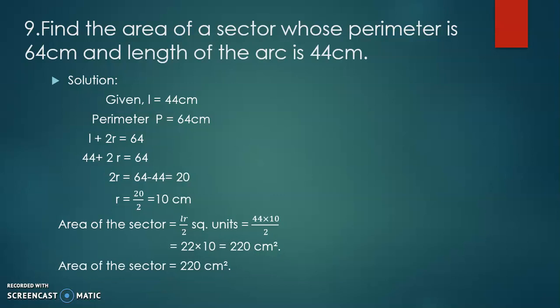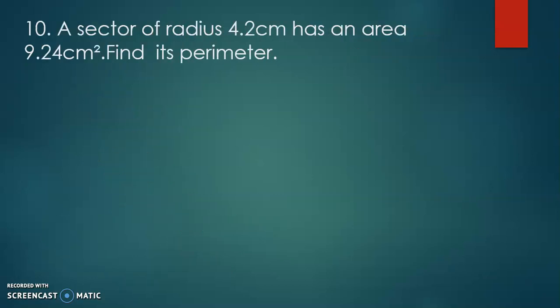Is it clear? Yes. Next one, 10th problem. A sector of radius 4.2 centimeter has an area 9.24 centimeter square and find its perimeter. Okay. Just look at the question. What is given? Radius is given. R is equal to 4.2 centimeter. And area is given. Area is equal to 9.24 centimeter square. We have to find perimeter.